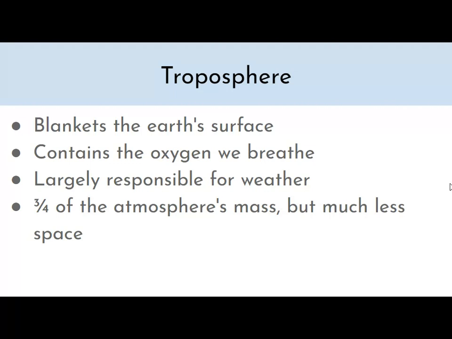So the troposphere is the closest layer to the Earth's surface. It has all of the oxygen that we breathe in it. It has the responsibility of the weather, so whether it snows or rains or is sunny, that is all up to the troposphere and those conditions. Like I said, a lot of mass, not a lot of space.